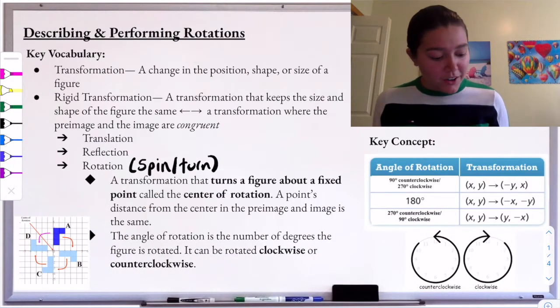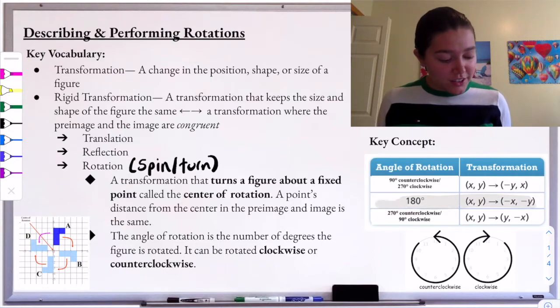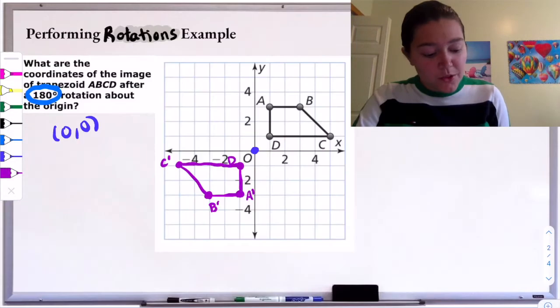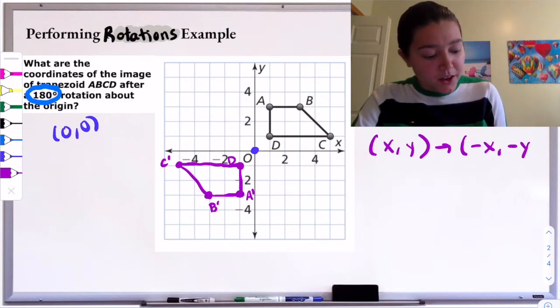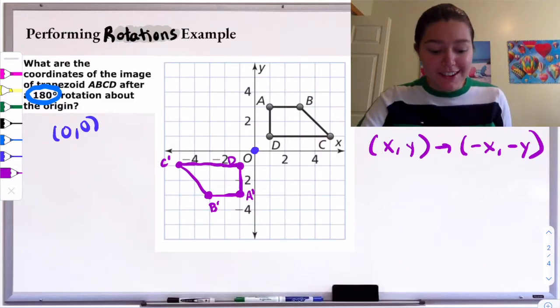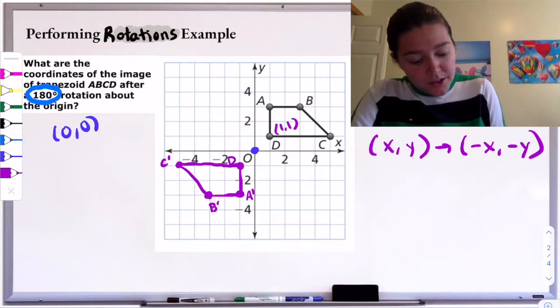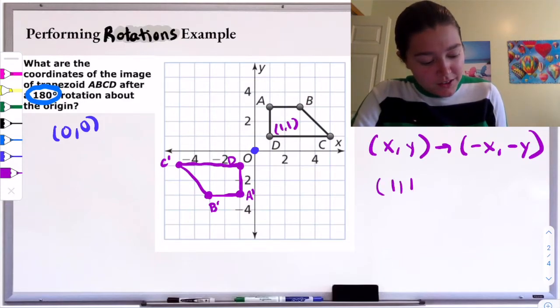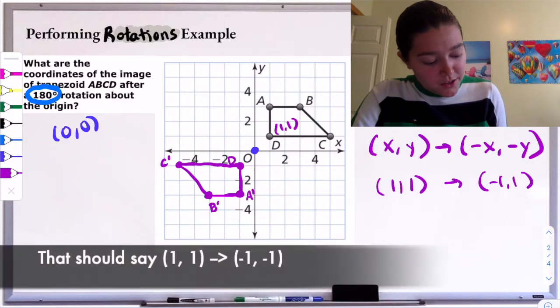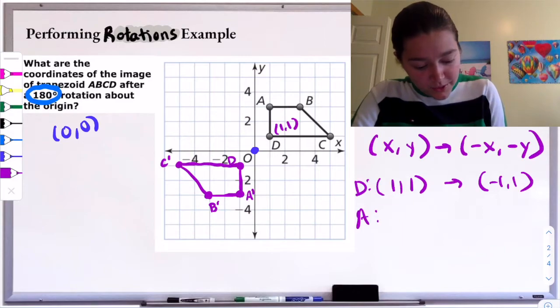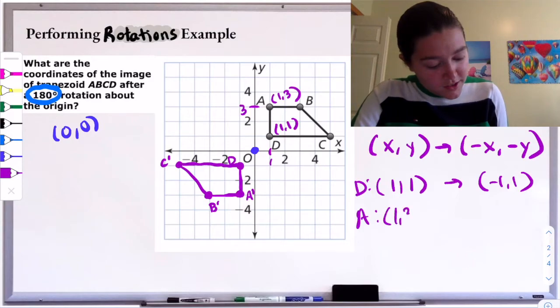We know that when we are rotating 180 degrees about the origin, we have the shortcut rule that (x, y) goes to (-x, -y), the opposite of x, comma, the opposite of y. So that means we are switching the signs of x and y. Okay, so originally D was the point (1, 1). D became this point (-1, -1). A was originally the point (1, 3). So it becomes (-1, -3).